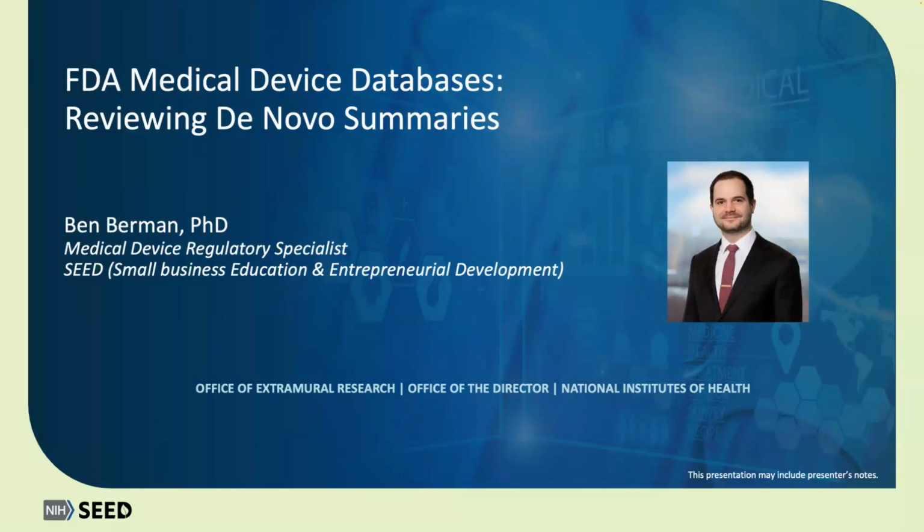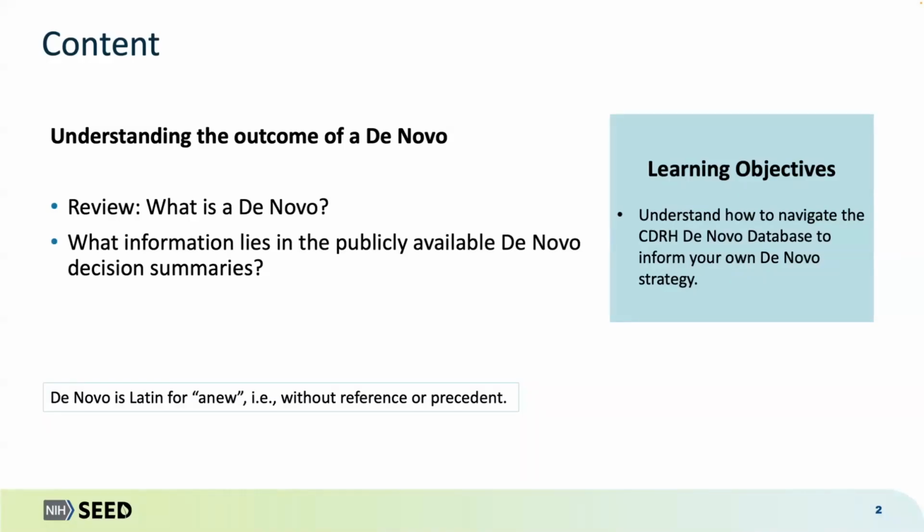My name is Ben Berman, and I'm a medical device regulatory specialist in the NIH Small Business Education and Entrepreneurial Development Office. Today we'll be taking a look at how to use device data made available by FDA to better understand the de novo process. Reviewing decision summaries from existing de novo devices can help you gauge expectations for your own application. But before we get into the database, let's have a quick review on what a de novo is.